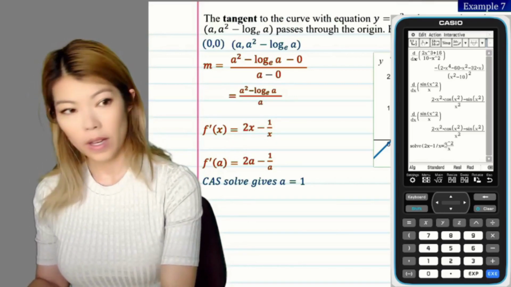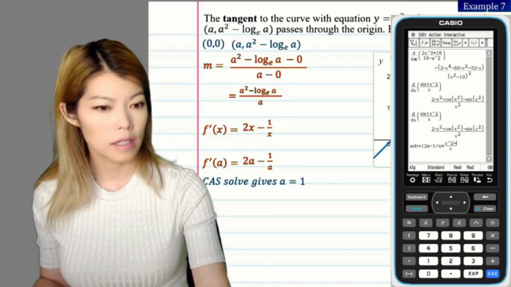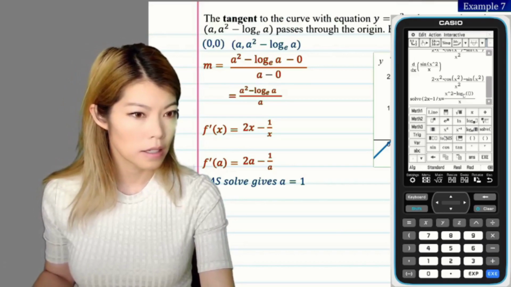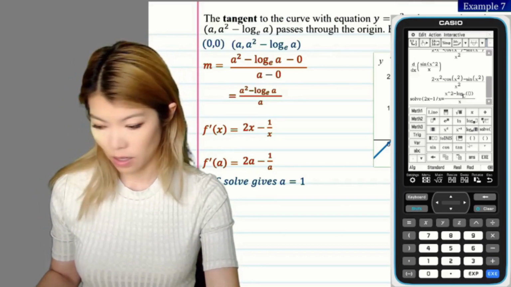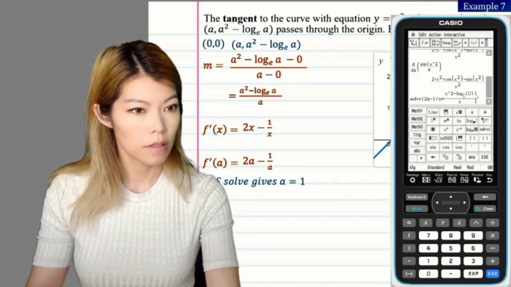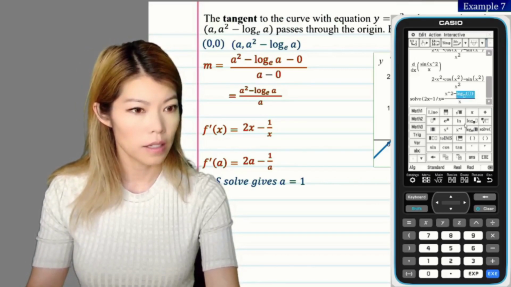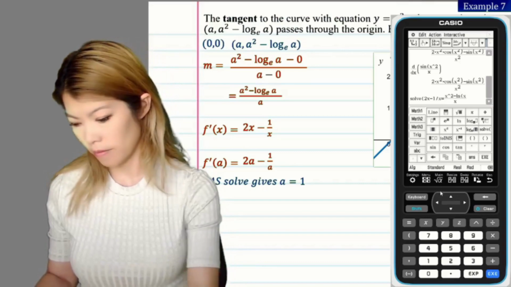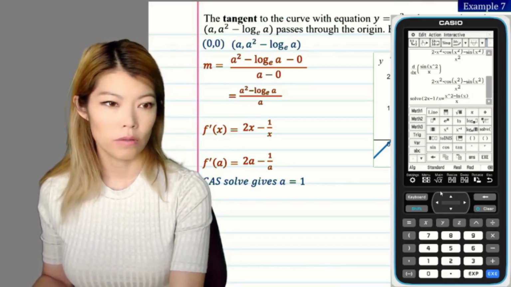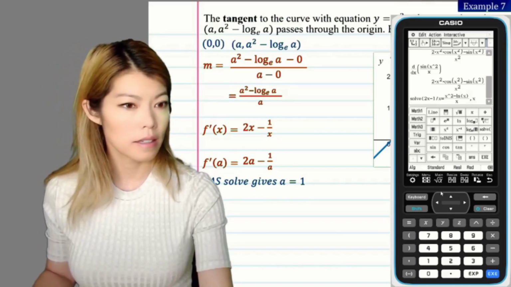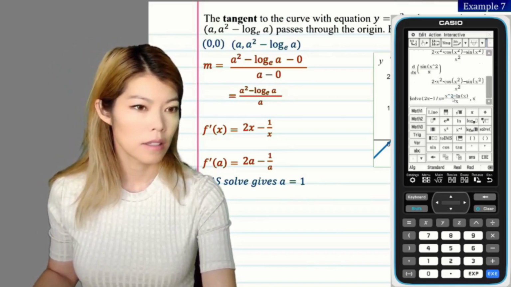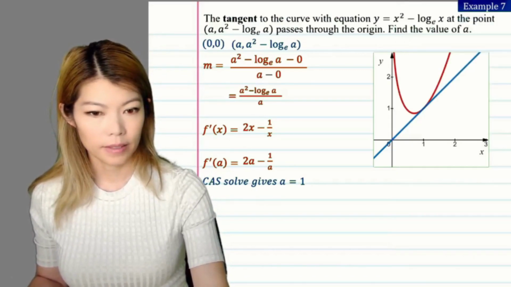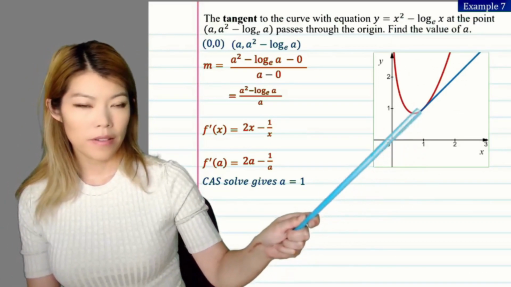So a squared minus, in the keyboard you'll find log e. Oops, hang on, that's the wrong one. Log e is ln over here. And we have a, so x. Okay, we want to solve for x, comma x, enter. And we have x equals 1, so a is 1. Put my CAS away. And we can see from the graph that it's true.